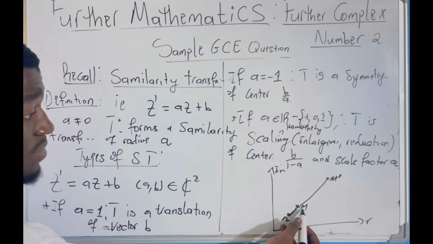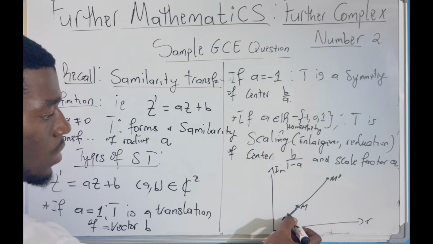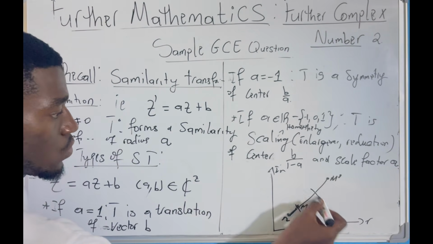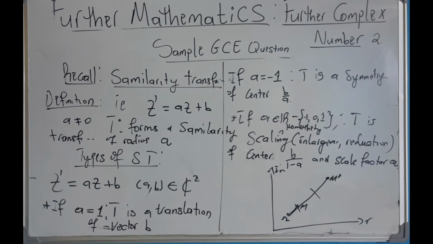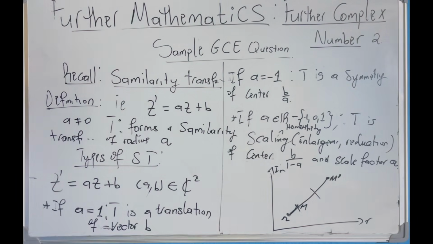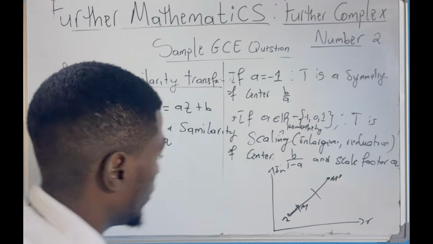Like if maybe the scale factor is 3 times M, it is from here that I will apply 3 times M. So 1 time, 2 times, 3 times. I have my image M prime. That is the meaning of scaling, homothety, enlargement. Okay. Now the next condition on A.